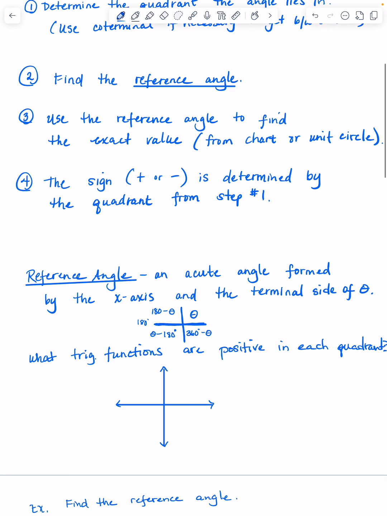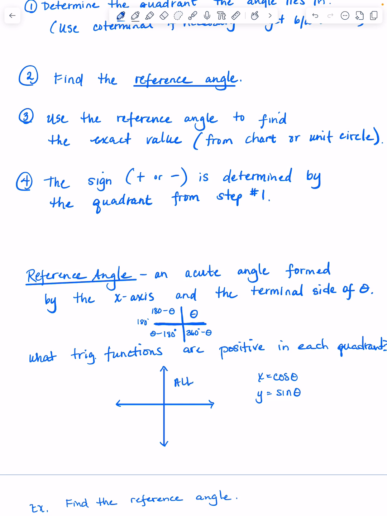Okay, and then the last step is to determine whether the exact value is positive or negative. And this you can just make sense out of by what you know from the rectangular coordinate system and x and y. All right, remember that we said that x was cosine of theta and y is sine of theta. And if you think about x and y in the 1st quadrant, x would be positive because we're going to the right, and y would be positive, so we're going up. That means that sine is positive, cosine is positive, which means tangent is positive, which means all the reciprocals are positive. So all the trig functions are positive in the 1st quadrant.